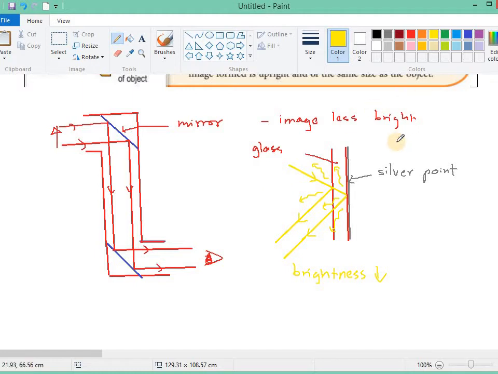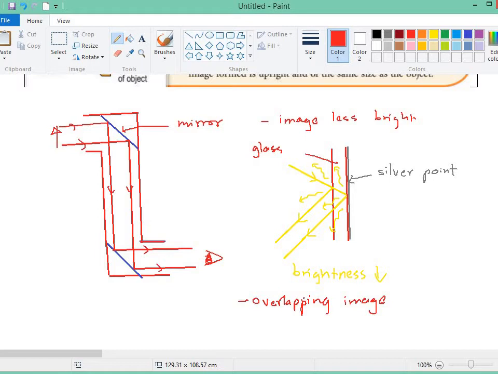So this is what happens with the normal mirror. The surface of the glass reflects a little bit of light, and the silver reflects light also. So what happens is you have overlapping. The result is you have overlapping images.